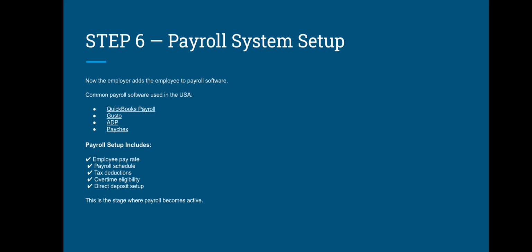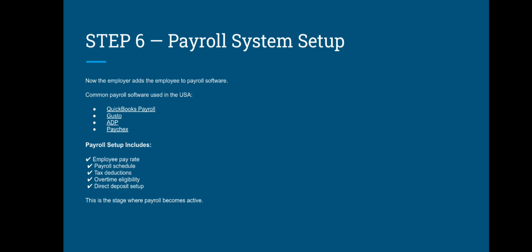Now the next step is payroll system setup. The employer adds the employee to payroll software. Common payroll software used in the USA includes QuickBooks Payroll, Gusto, ADP, and Paychex. Gusto is my personal favorite because it is the simplest software to use. Even though ADP is also simple, and QuickBooks Payroll as well. All the software is simple, but I have used Gusto and ADP the most, and QuickBooks Payroll as well.